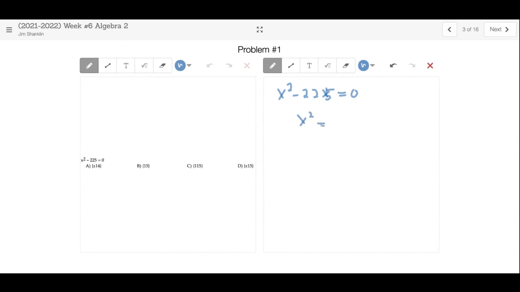I'm just going to go x squared is equal to 225. x is equal to plus or minus the square root of 225. And the square root of 225 is 15, isn't it? So x equals plus or minus 15. So I would go with letter D for that one. Okay. And on the practice, I don't care what method you use, unless it tells you specifically which one to use. Doesn't really matter.